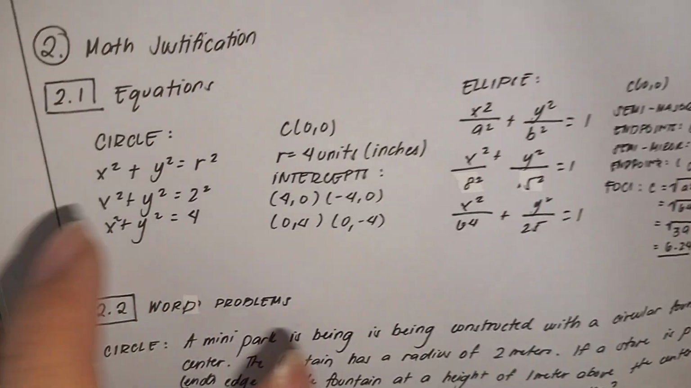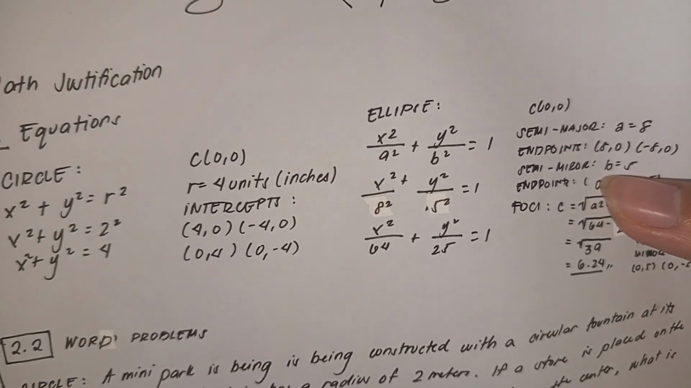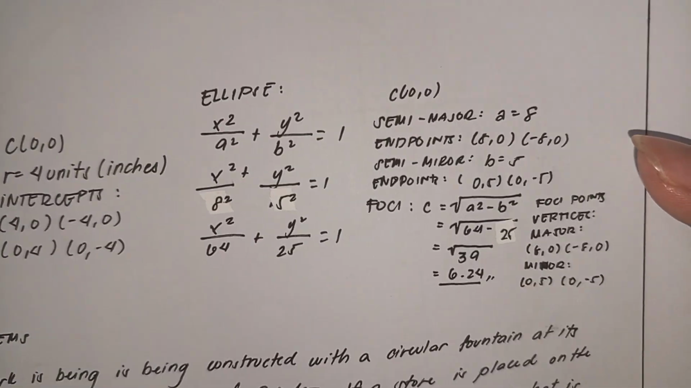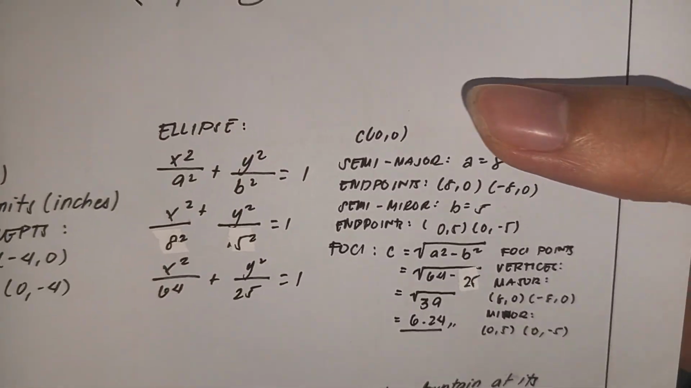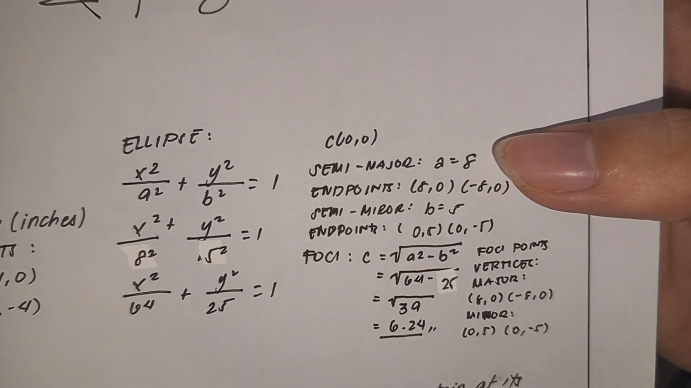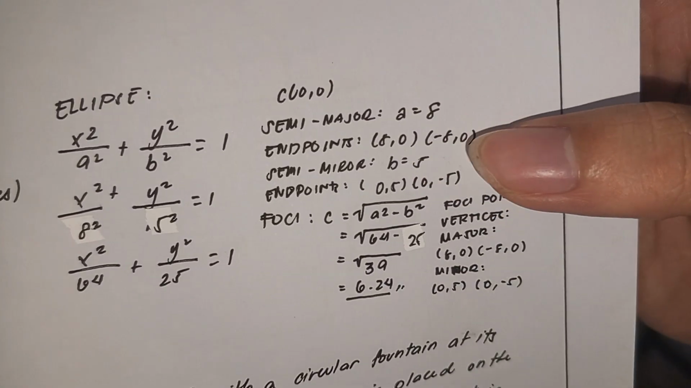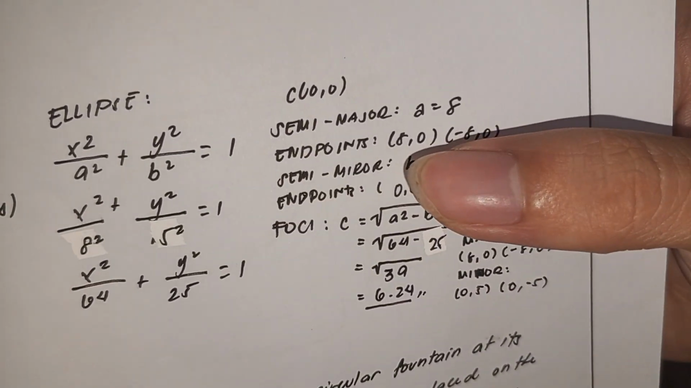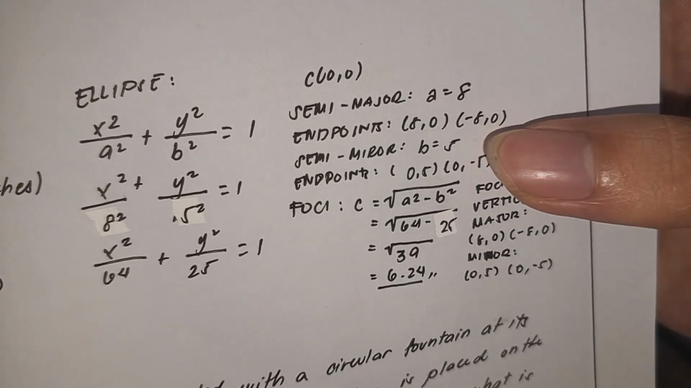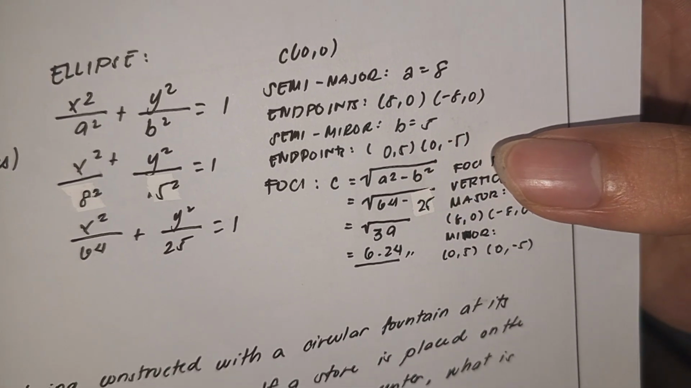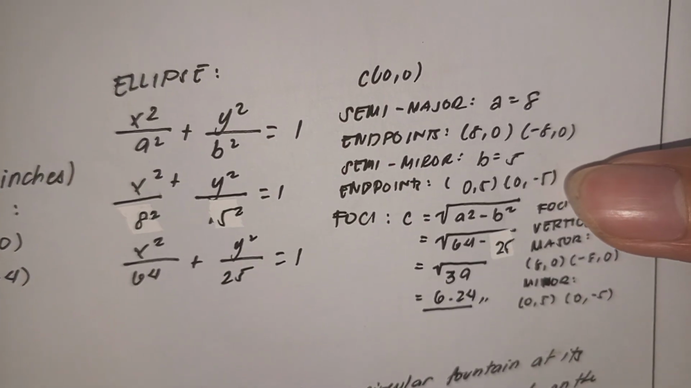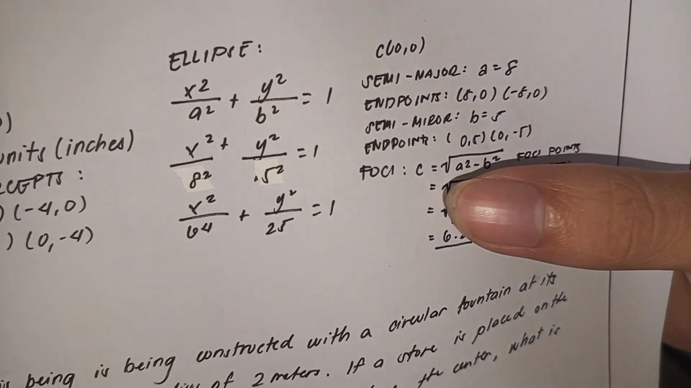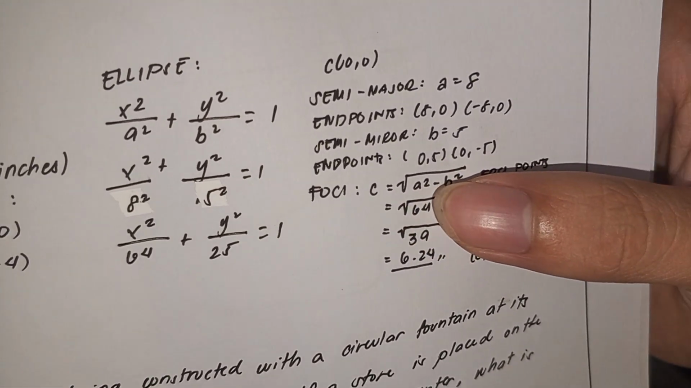For the standard equation of the ellipse, we have x squared over a squared plus y squared over b squared equals 1. And this is the characteristic of the ellipse. The semi-major axis is a equals 8, with endpoints (8, 0) and (negative 8, 0). For the semi-minor axis, we have b equals 5, with endpoints (0, 5) and (0, negative 5).